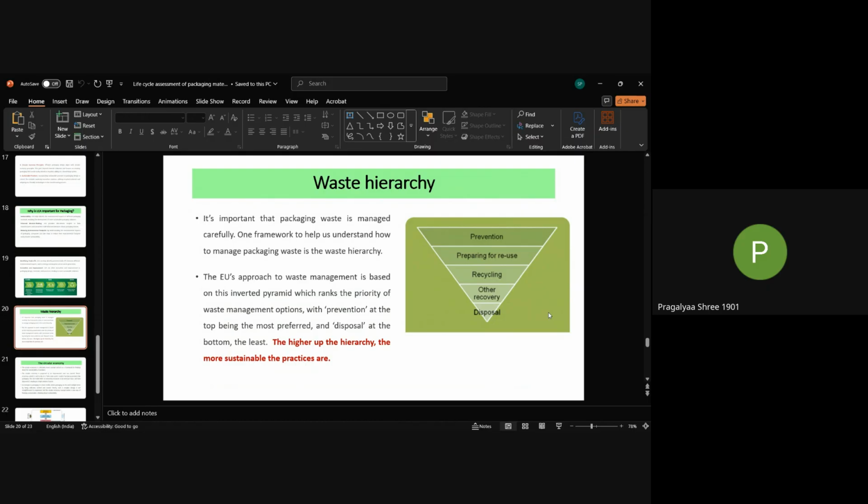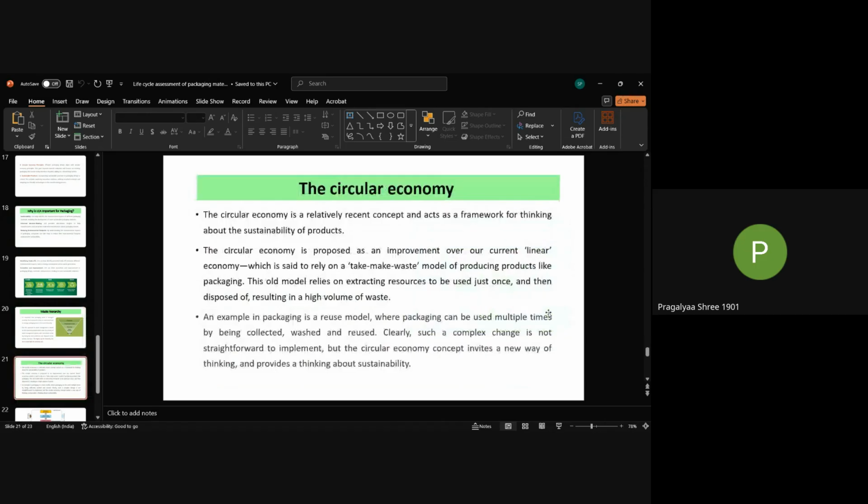The higher up the hierarchy, the more sustainable the practices are. So prevention is the most preferred one, and then we have to avoid. That means we have to prevent packaging material from being disposed. That is the one. So first you have to prevent the waste, then you have to go for preparing for reuse. How? Once waste is put into that, how we are going to reuse them is the next one. So reuse and then recycling and other recovery systems we have to identify, then only finally we have to go for disposal. Okay, so this approach we have to follow in order to avoid waste.